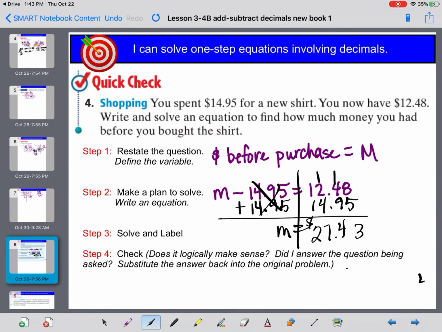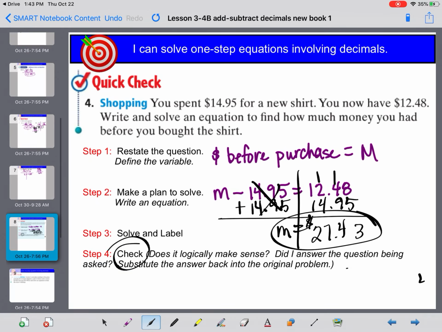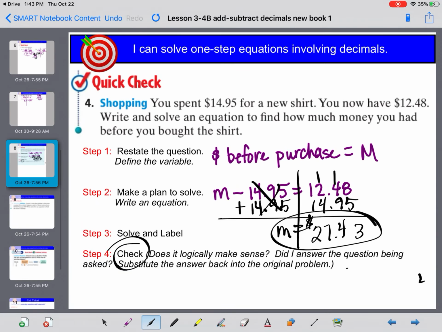So we are going to use inverse operations. And I get $27.43. Make sure that you label it because it's a word problem, and also make sure that you check your work. That is the correct answer, so we're going to move on.